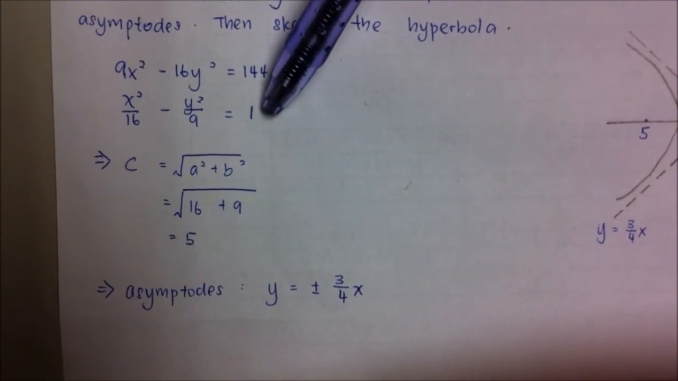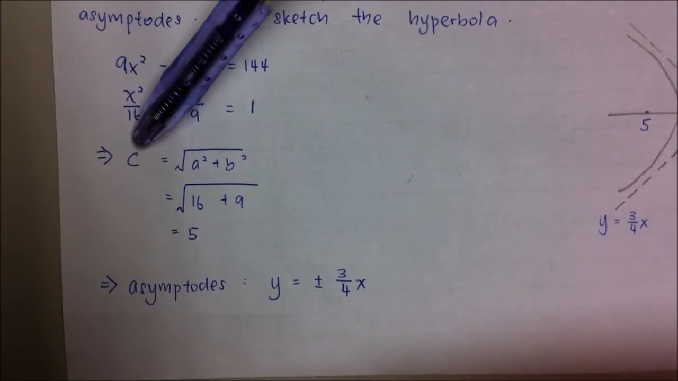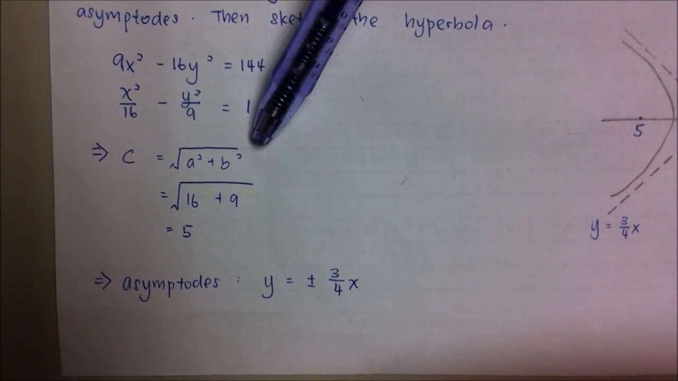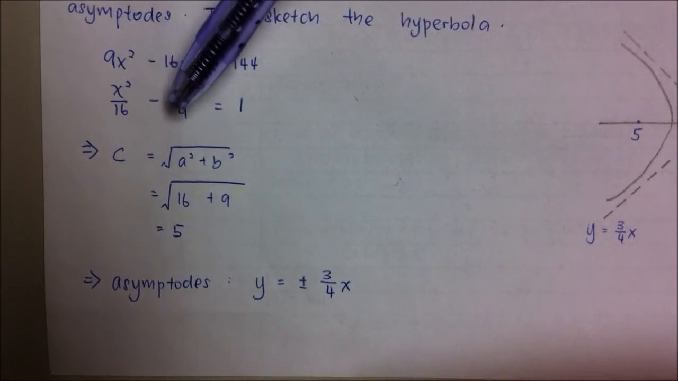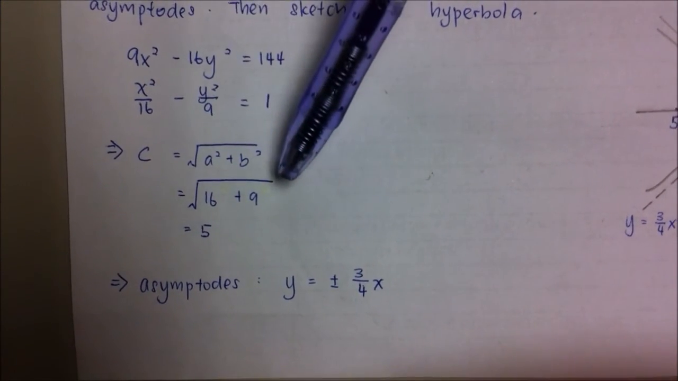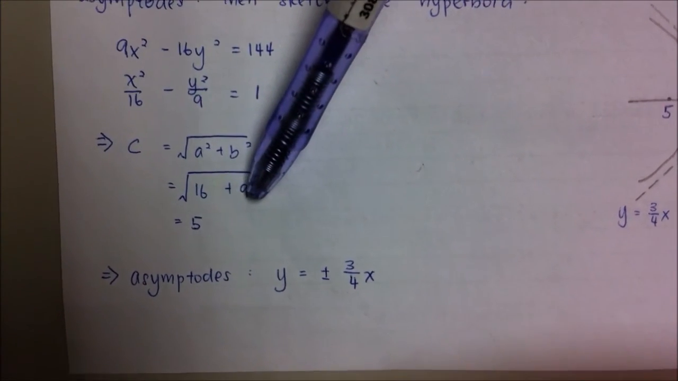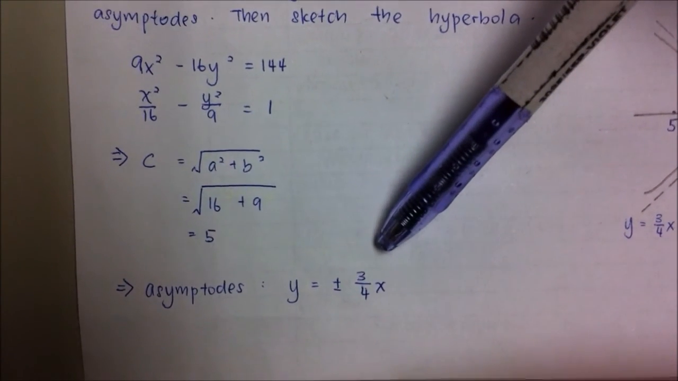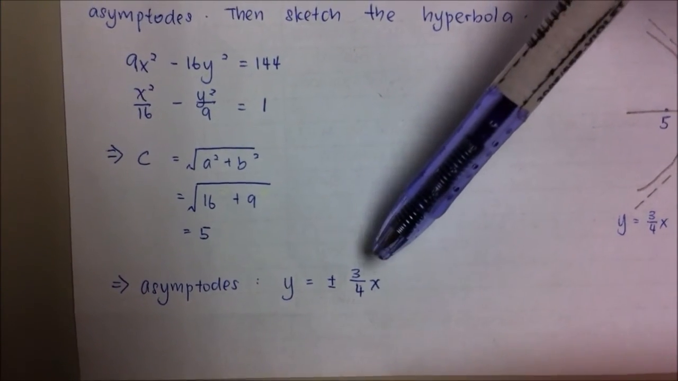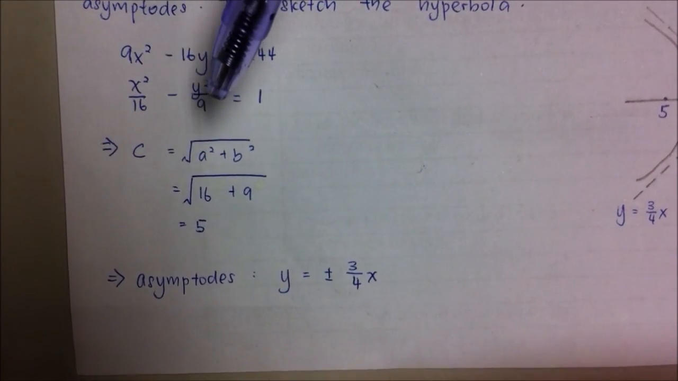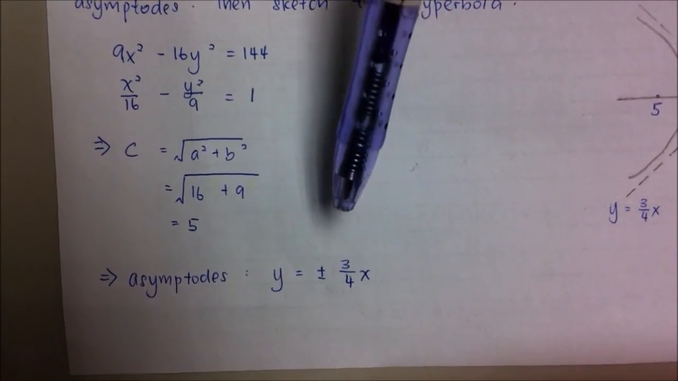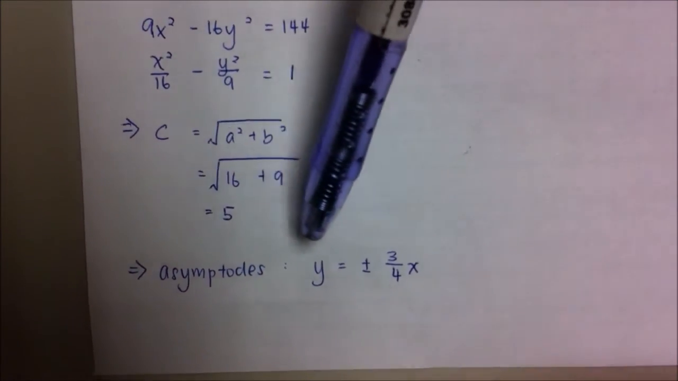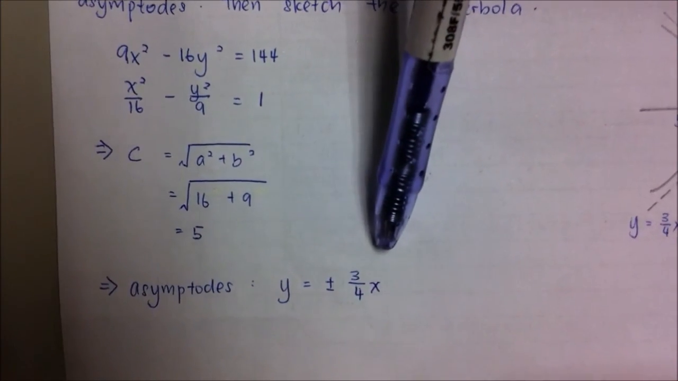To find the center to focus distance, which is c, we use the formula square root of a squared plus b squared, where a squared is 16 and b squared is 9. So the square root of 16 plus 9 is 5. To find the asymptotes, we use the formula y equals plus minus b over a x. b squared is 9, so b equals 3, and a squared is 16, so a equals 4. So the asymptote is y equals plus minus 3 over 4 x.